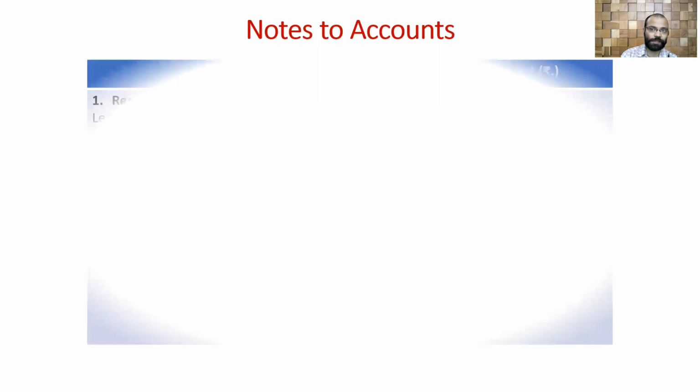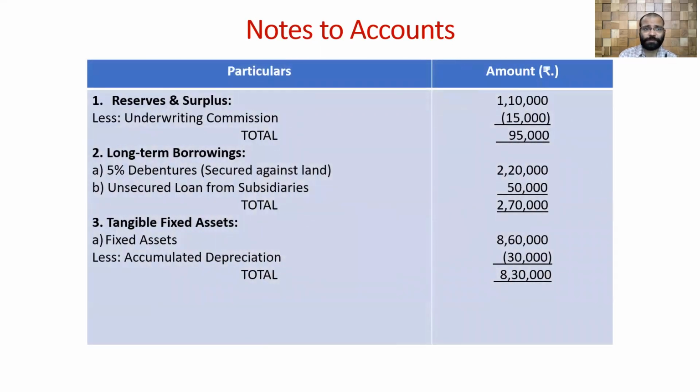So what are the notes items? As per the notes, we are given reserves and surplus 1,10,000. So that will be the first note. Less: remember that preliminary expenses, or any sort of miscellaneous expense, should be deducted from the reserves and surplus only. Underwriting commission is a miscellaneous expense, so 15,000 is deducted from the reserves and surplus. So 1,10,000 minus 15,000 gives 95,000, which is the total of the reserves and surplus.